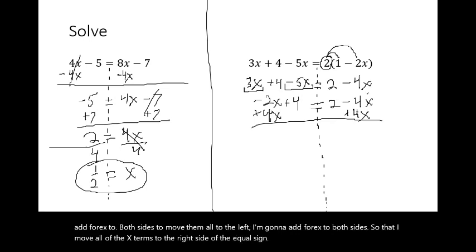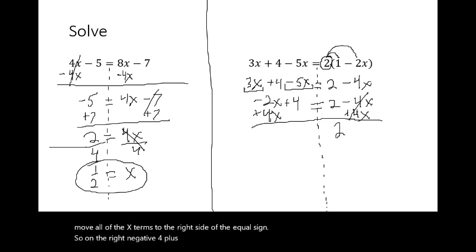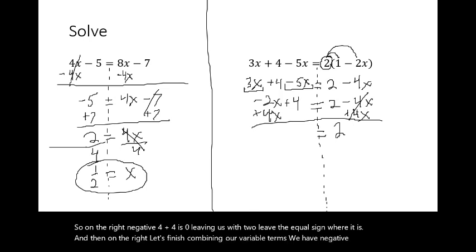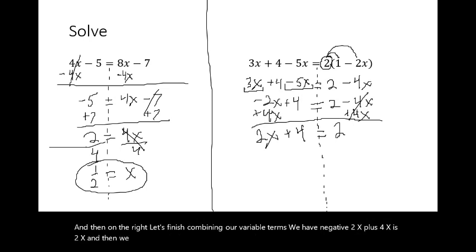So on the left, negative 4 plus 4 is 0, leaving us with 2. Leave the equal sign where it is. And then on the right, let's finish combining our variable terms. So we have negative 2x plus 4x is 2x, and then we have plus 4.